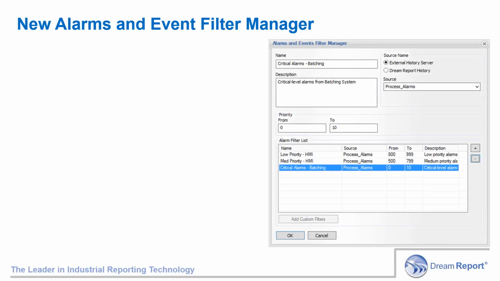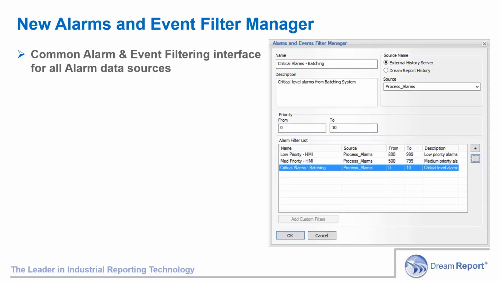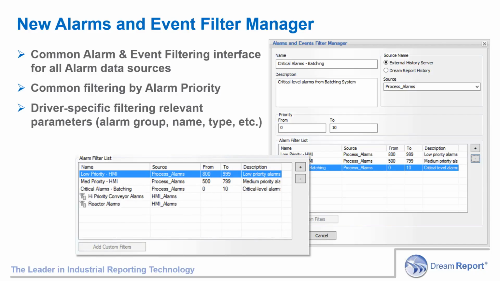The new Alarms and Events Filter Manager provides a common alarm and event filtering interface for all alarm data sources. Common filtering by alarm priority is specified in this interface. And then any alarm filtering parameters, such as alarm group, name, type, acknowledgement state, etc., configured in a specific communication driver, can be included in this interface.